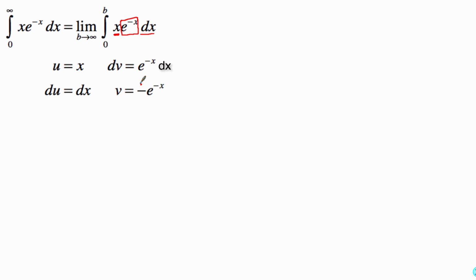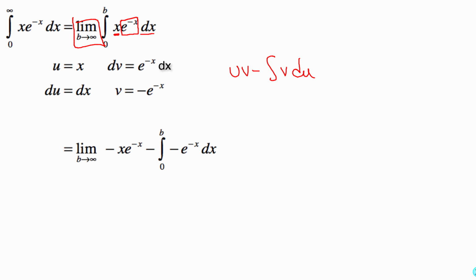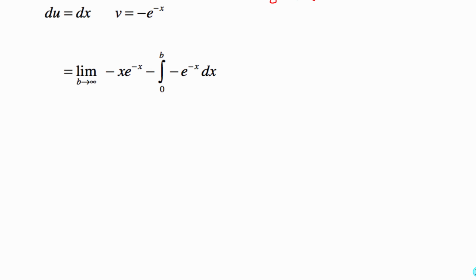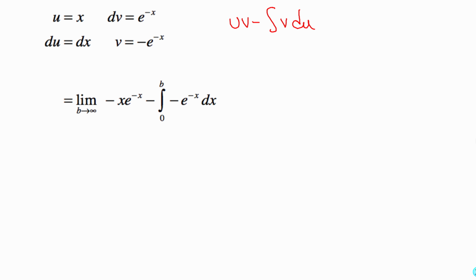Now just be careful here. Don't forget the negative sign when you are integrating e to the negative x. Now remember, integration by parts is the formula uv minus the integral of v du. But we've still got this limit piece, so you're going to have to make sure that you write that also on your next line. So now we've got this line right here. The limit as b goes to infinity of negative x e to the negative x power minus the integral from 0 to b of negative e to the negative x.